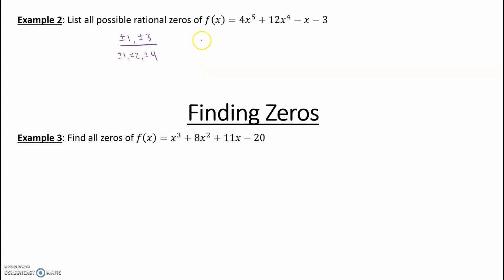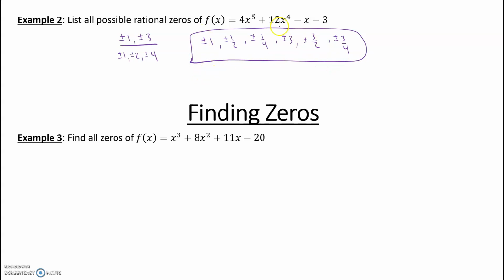So 1 over 1 is 1. 1 over 2 is 1/2. 1 over 4, 1/4. And then 3 over 1 is 3. 3 over 2 is 3/2. And 3 over 4 is 3/4. So again, that's a lot of possibilities, but it does get you those possibilities so you can work from there.